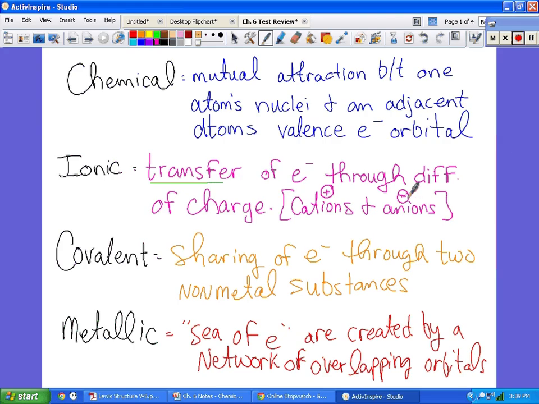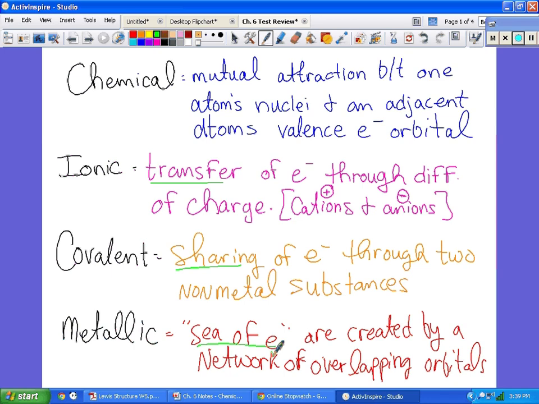Okay, covalent. What's your keyword there? Sharing of electrons through two non-metal substances. So the keyword there is going to be some sort of equal sharing. However, do they always share equally? No, that's the key part that you should already know by now. And the metallic, the key part there is a sea of electrons created by a network of overlapping orbitals. What does that sea of electrons allow them to do? Yeah, flow from one end to the other with nothing hesitating or holding them back.